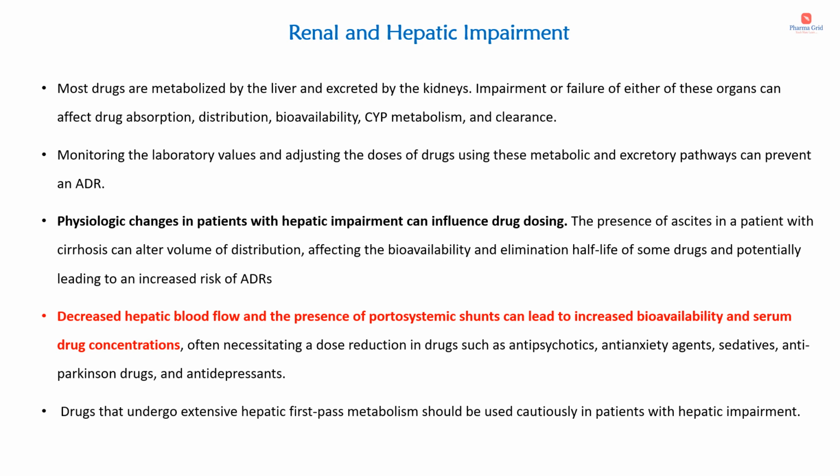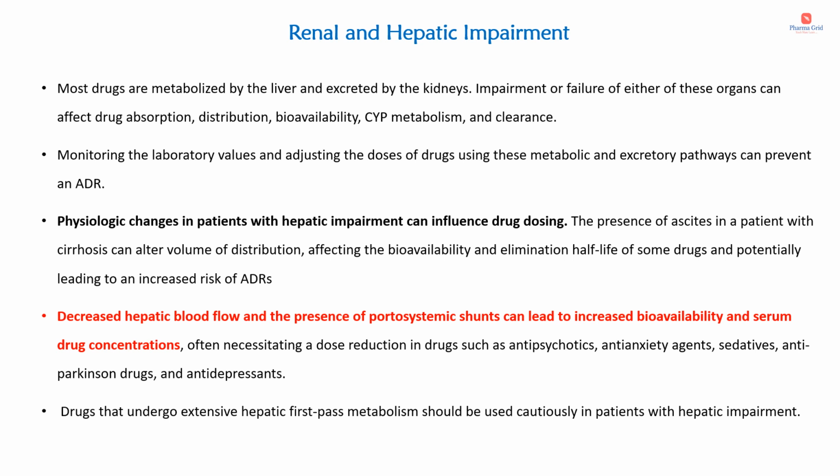Next special category is renal and hepatic impairment. We know that most drugs are metabolized by the liver and excreted by the kidneys. So impairment or failure of either of these organs can affect drug absorption, distribution, bioavailability, CYP metabolism, and clearance. Monitoring the laboratory values and adjusting the doses of drugs using these metabolic and excretory pathways can prevent an ADR.